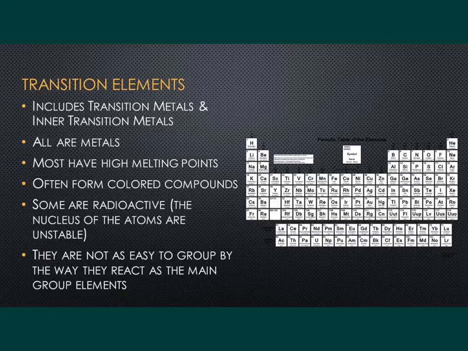So let me circle them. Your transition metals or elements are the floor of the canyon on the periodic table. So all of these are metals. Most of them have high melting points. Very often, when they do form compounds, they form colored compounds. That's pretty cool. Some of them are radioactive.